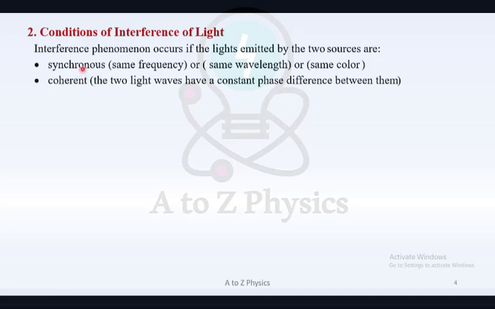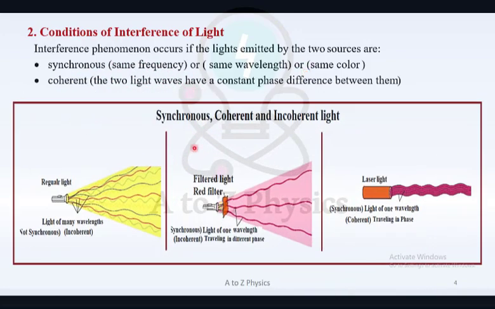The first one, light emitted by two sources must be synchronous, which means same frequency or same wavelengths or same color. So, if we take the regular light as an example, this light consists of many wavelengths, so it is not synchronous, while when we put a red filter in front of it, then this source becomes synchronous.